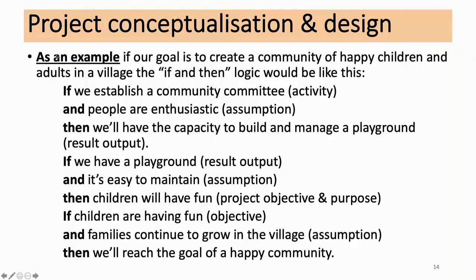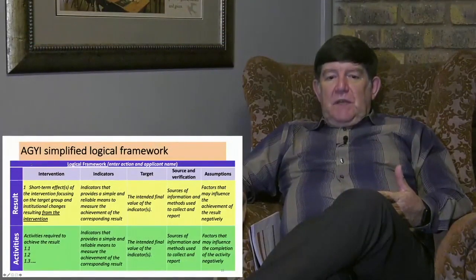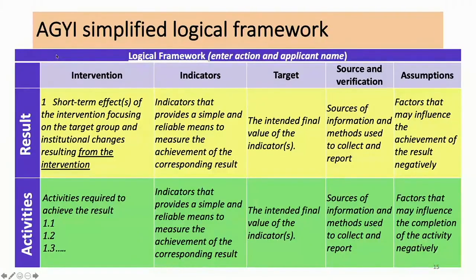I hope this gives you an indication of the questions and the flow of logic that you need to construct for your project. A simplified African-German Youth Initiative log frame requires the result, the intervention that you'll do, and indicators: how will you measure if this result has been achieved. Then the targets that you set, for example, you want to train 20 people, or reach 50 people in the community. It needs to specify the sources of verification. Where will we find this information? What documents and evidence can we produce to demonstrate that the result has been achieved? Then assumptions, the factors that may influence the project that are outside our control.